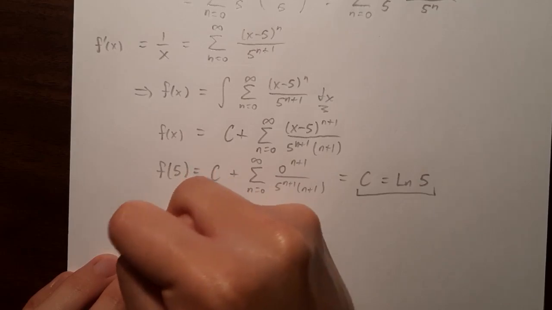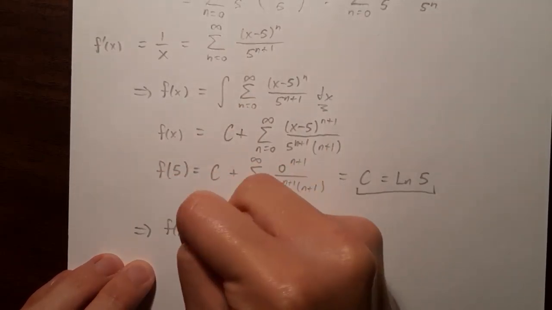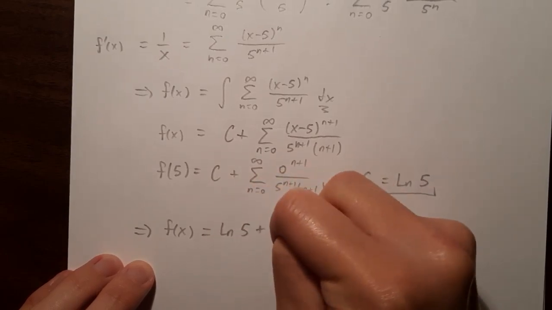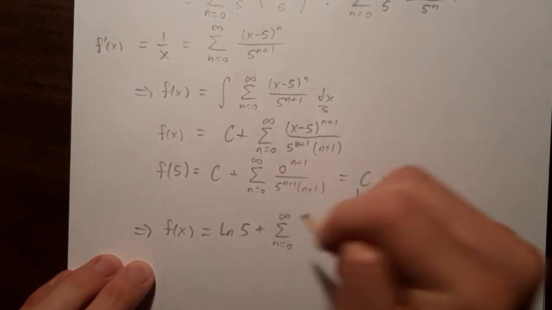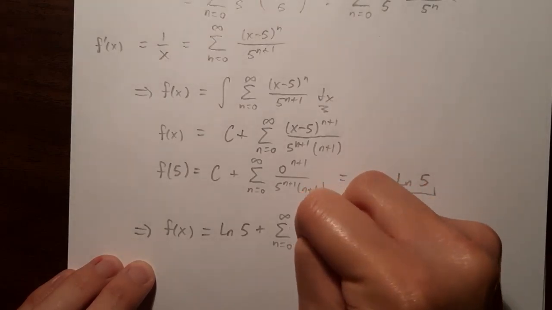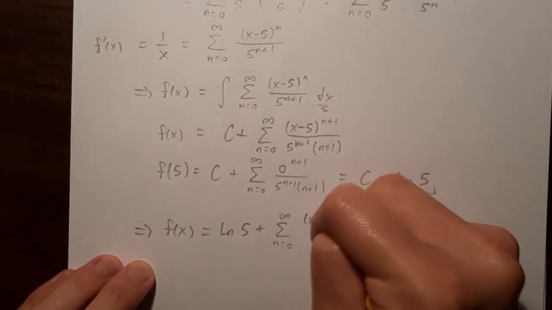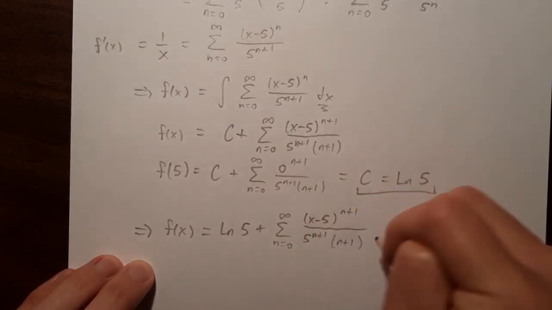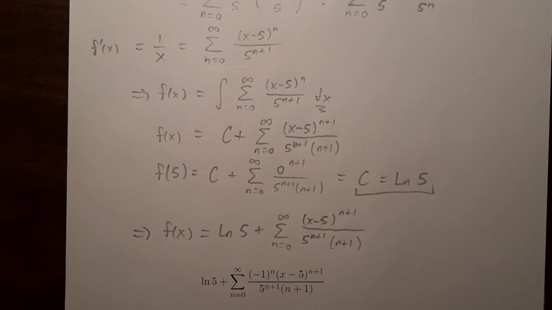So we get our final answer then, our final Taylor series, is going to be ln of 5 plus the sigma sum from n equals 0 to infinity of (x minus 5) to the n plus 1 over 5 to the n plus 1 times n plus 1. And now we are done. Right? Well, yeah, I mean, we're done here.